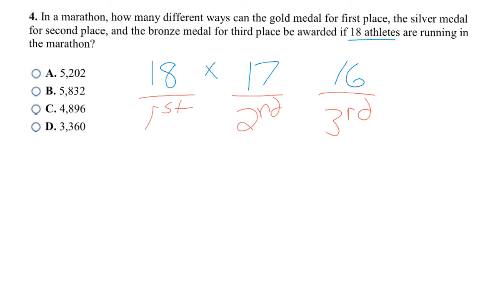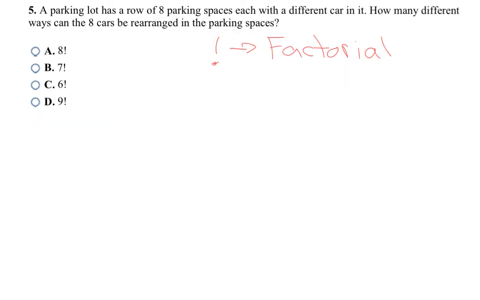So they're going to have to multiply these numbers to get the number of outcomes. And so 18 times 17 times 16, and you can use your calculator for that, is going to be 4,896 different ways that athletes could place in this race, which is going to make letter C my final answer.